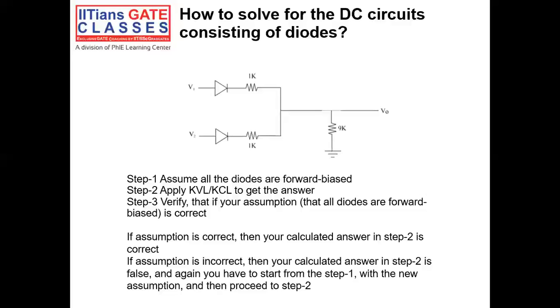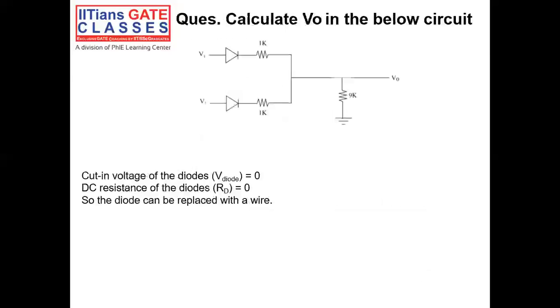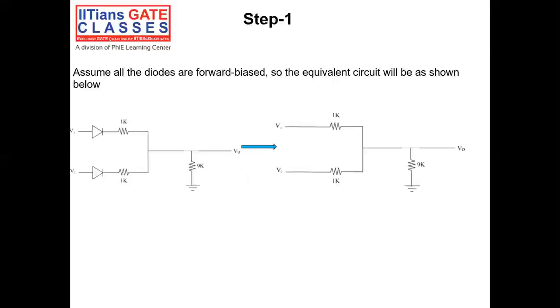So now we will solve this circuit step by step. First of all, we will follow step 1. In the question, it is given that the diodes are ideal, which means V diode, or the cut-in voltage, will be assumed to be 0. And there is no information about the diode resistance, so that value will also be considered as 0.